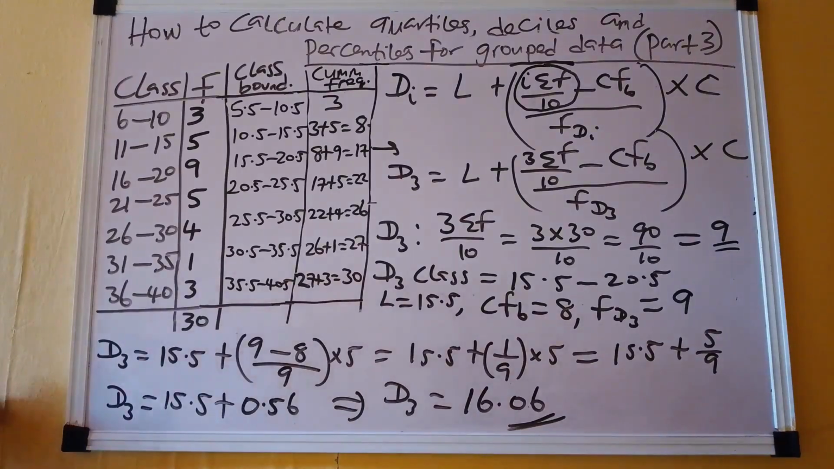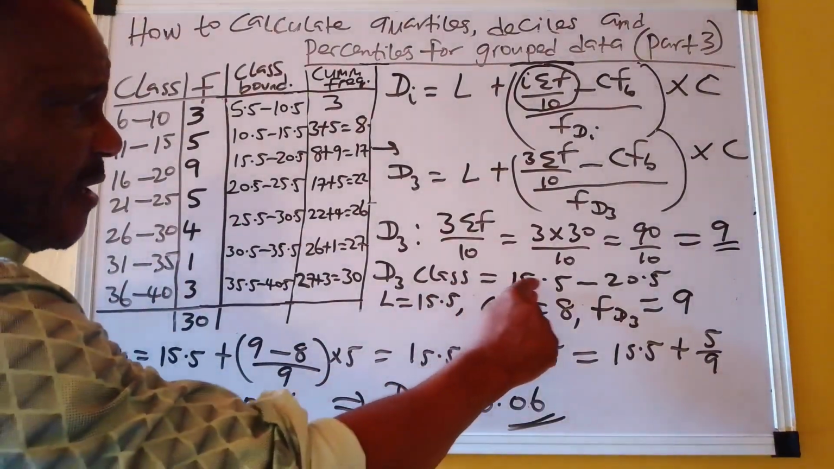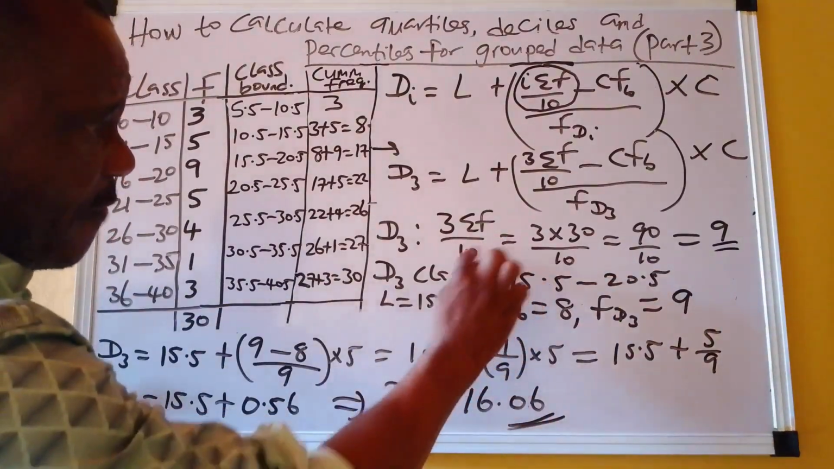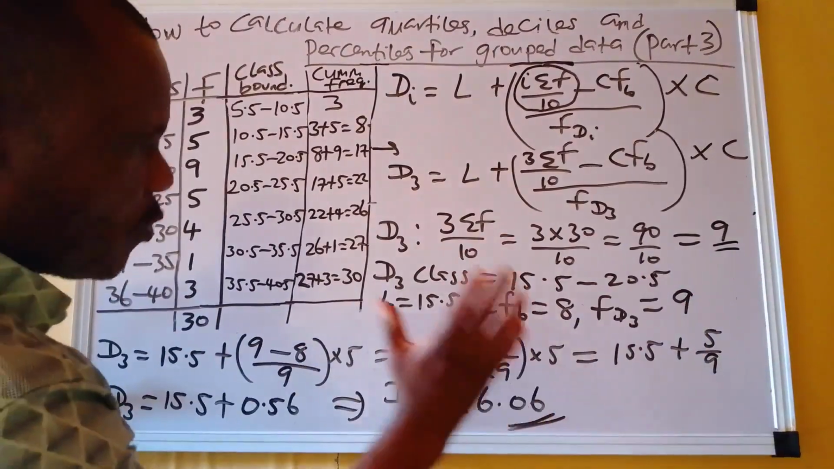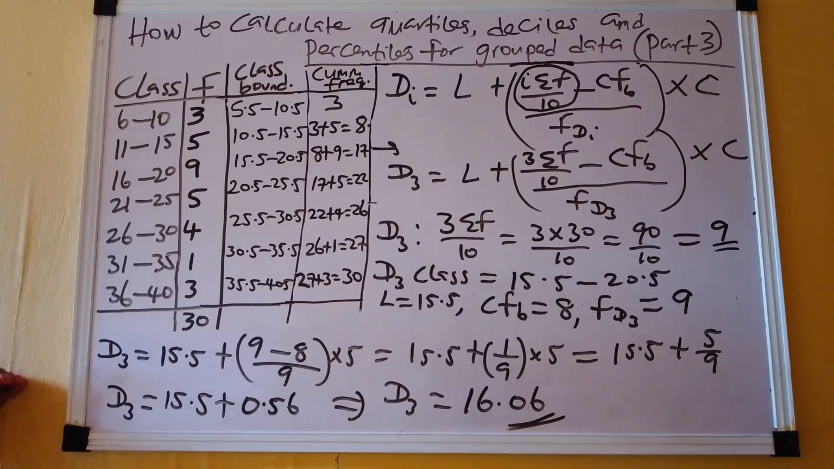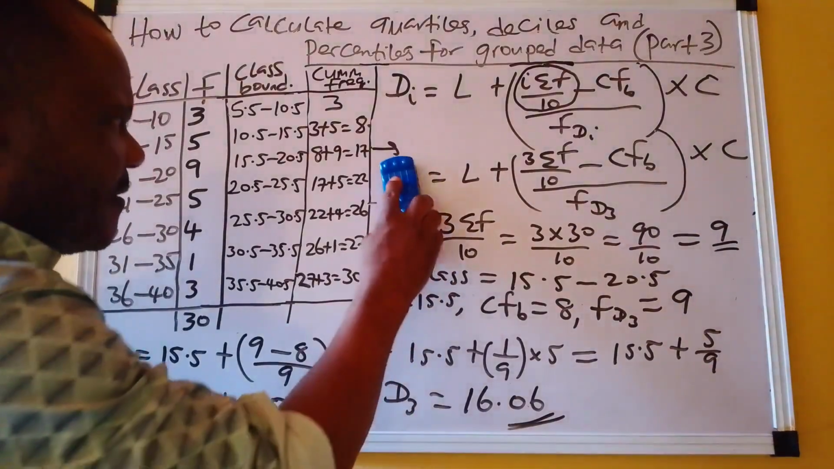Again, let us check where it falls, whether it is in line with the D3 class. The D3 class is 15.5 to 20.5. 16.06 falls in this class. So we are good to go. So our D3, take note of it, our D3 is 16.06. Now, let us go ahead and calculate our D5.